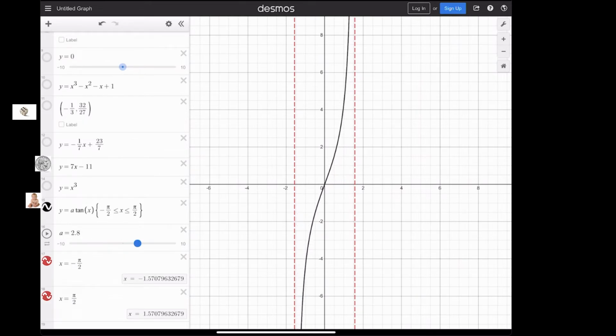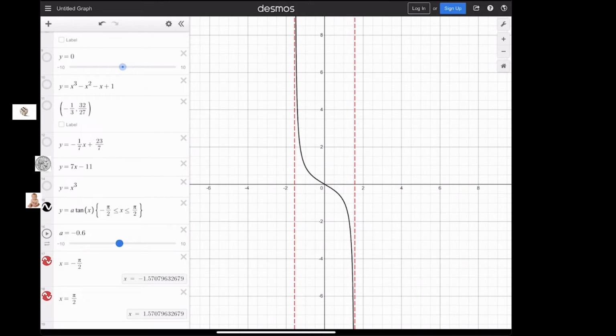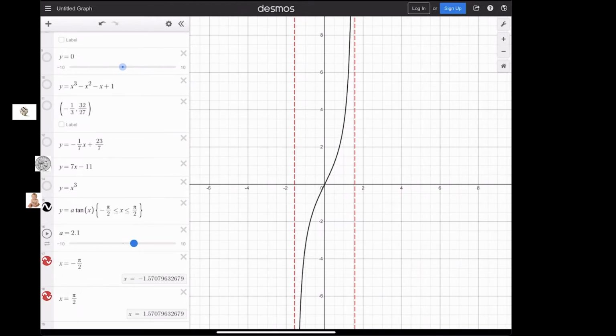A is positive, okay? What about A being negative? It goes the other way. So for negative values of A, all we have to do is sketch this curve. A is negative 1/2. It's reflected about the x-axis. But when A is 3, it's not even an amplitude. It's just a coefficient, just a number. It does change the shape.